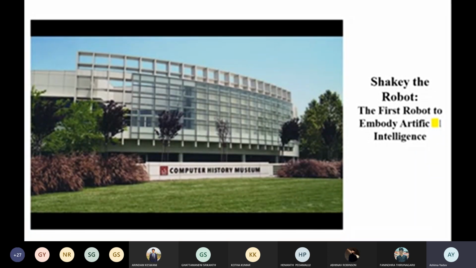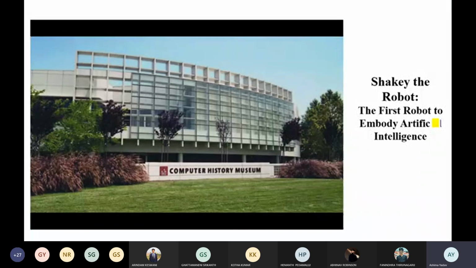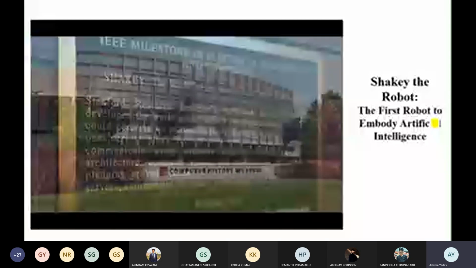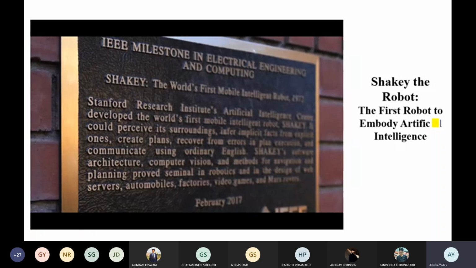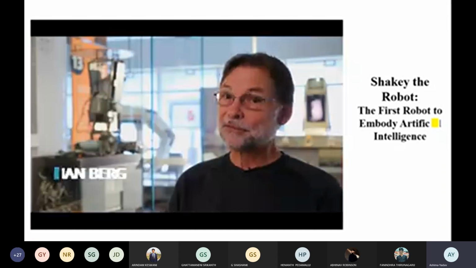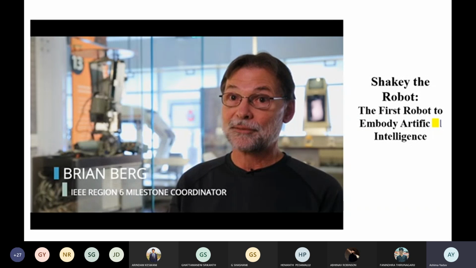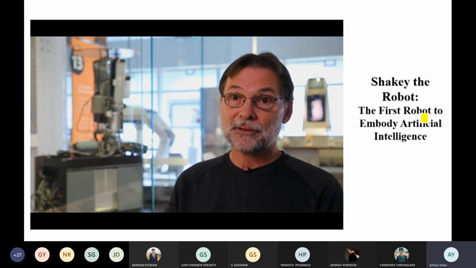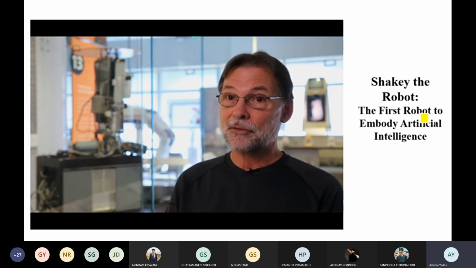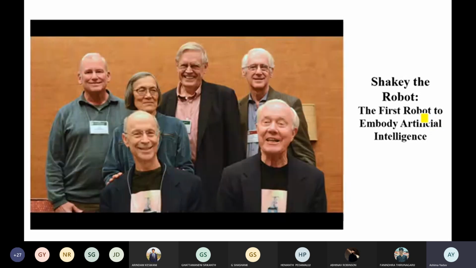Shakey now resides in the Computer History Museum, visible to hundreds of thousands of visitors annually. And in 2017, Shakey was honored with an IEEE Milestone Achievement Award. The Shakey milestone is important because, first of all, Shakey is the world's first mobile intelligent robot. In addition, this is the first IEEE milestone in the areas of either robotics or artificial intelligence.